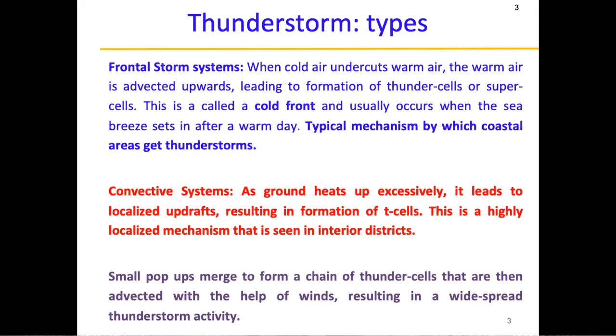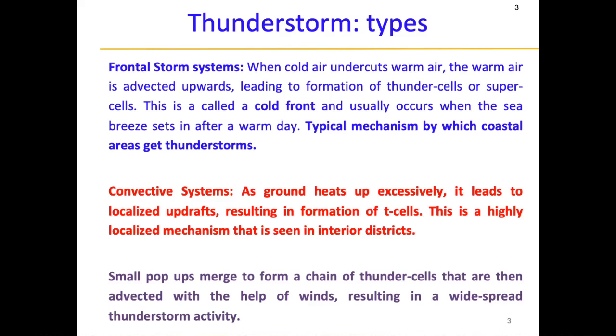intense storm activity. But then, due to conducive conditions of wind direction, or upper level winds which, if they are strong enough, will lead to the merging of these small pop-ups or small cells, and then you can have one massive cell which will just give you widespread thunderstorm activity.